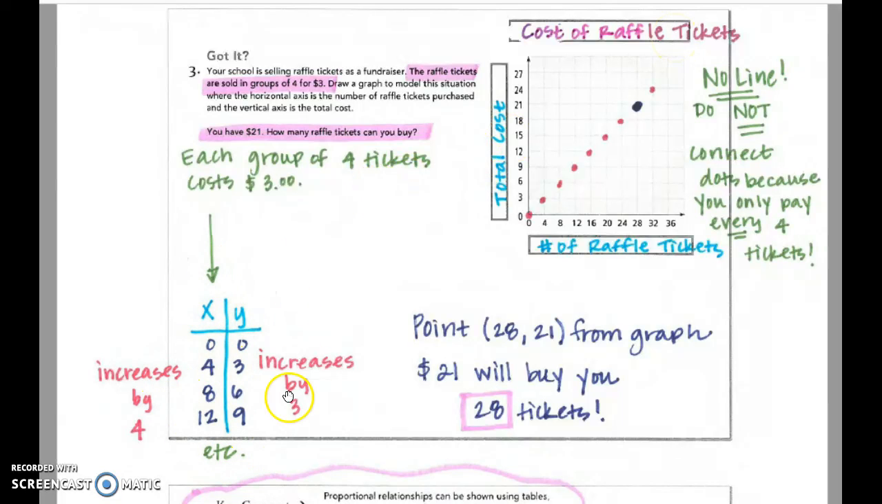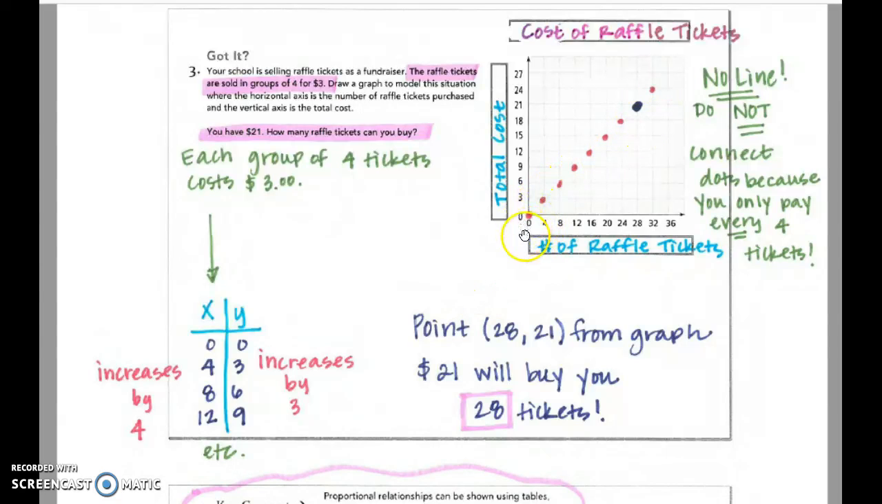Again, here are your x and y coordinates, your x and y points, 0, 0. How about 4 tickets for $3, 8 tickets for $6, 12 tickets for $9. The x is increased by 4s, the y is increased by 3 because you get 4 tickets for $3. Now over here, the point 28, 21 is going to be something significant here in just a second. Jumped ahead of myself. So we're going to graph the point 0, 0, 4, 3, 8, 6, 12, 9 as I did right here on the graph.